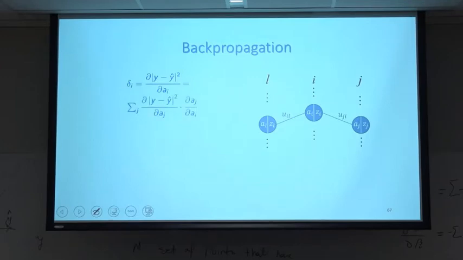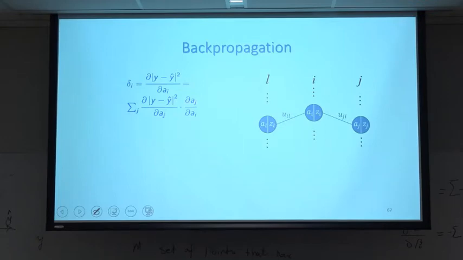So this is AI, and AI can be written as summation over J of this cost function over AJ, and then AJ with respect to AI. And this part is just simply delta J. So I was about to compute delta I. Now I can express delta I in terms of delta J. Okay. So this is delta J.